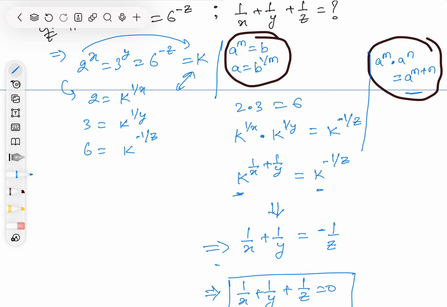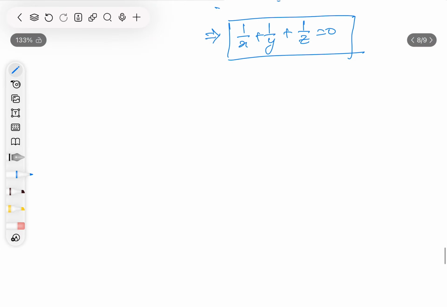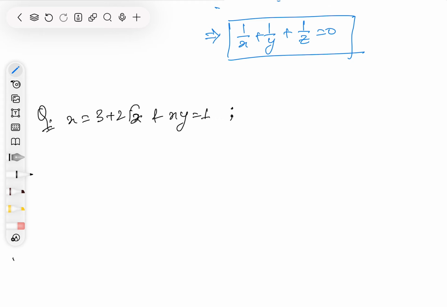Now let's see another question. If you have x equals 3 plus 2 root 2 and xy is given as 1, then you need to find x cube plus y cube plus 3xy upon x cube plus y cube minus 5xy. Then you need to find this.